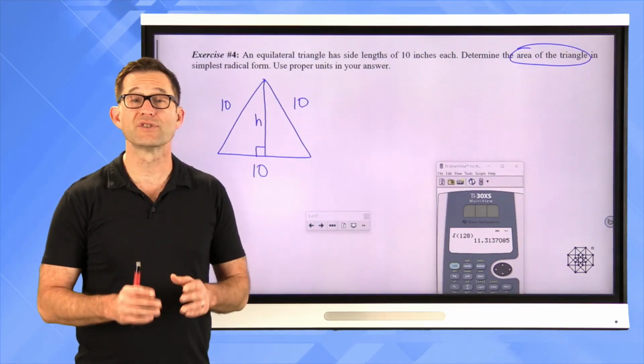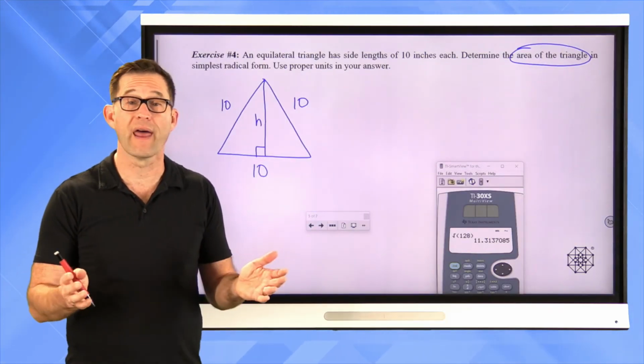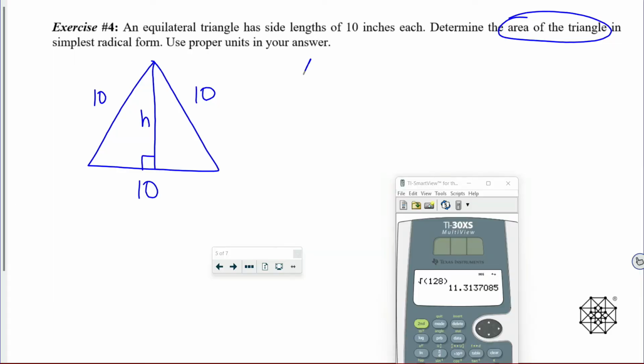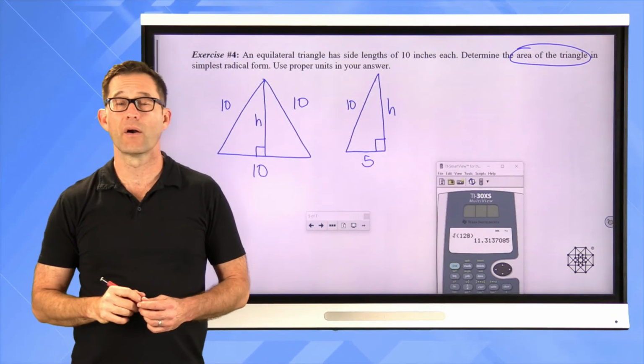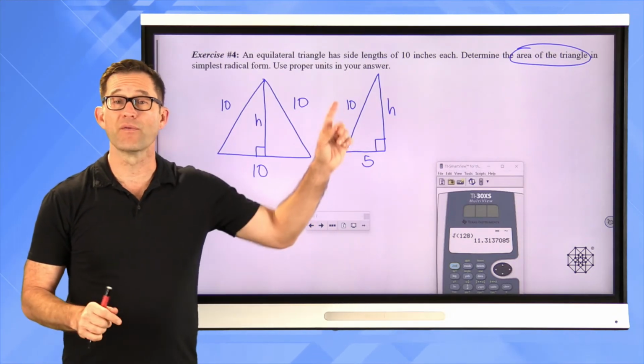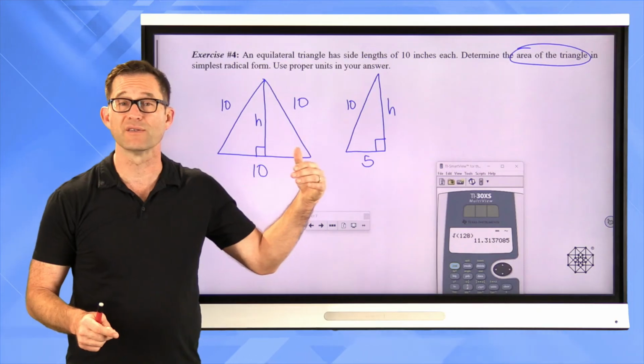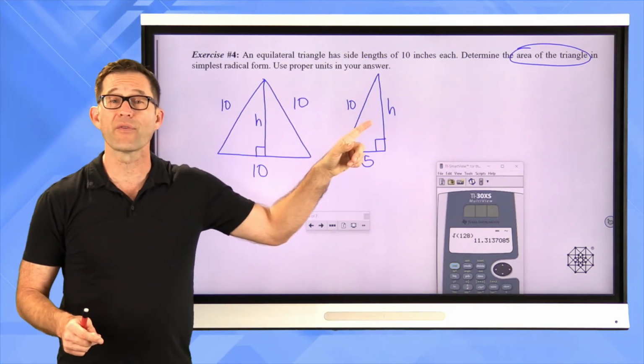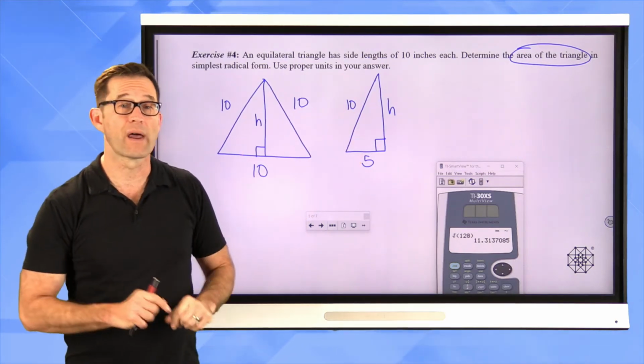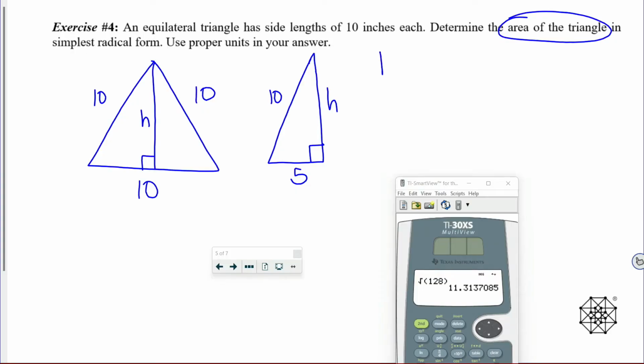Well, the real key here is to really cut the equilateral triangle in half, right? And we actually already see half of it, but let me draw it separately, right? We need to find the height based on that right triangle, all right? And that's pretty simple at this point. We've got the hypotenuse, we've got one of the legs. This is actually remarkably similar to exercise 3. We just have to figure out the height in simplest radical form. So I'm going to go right to this step.